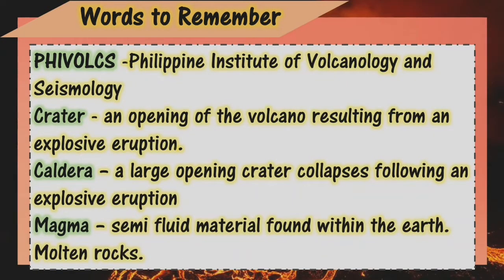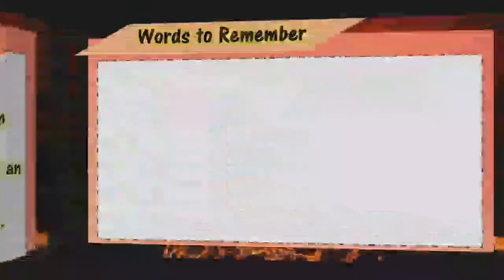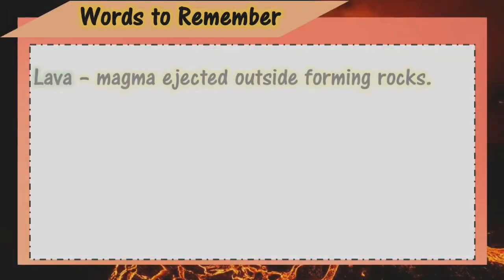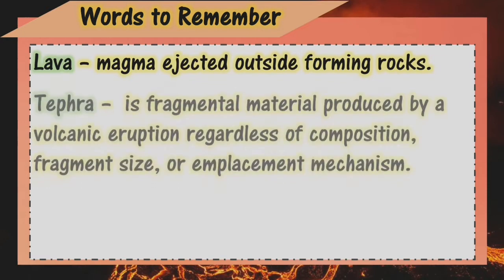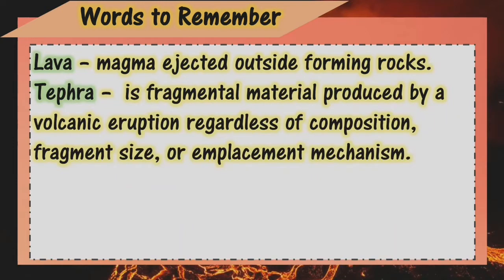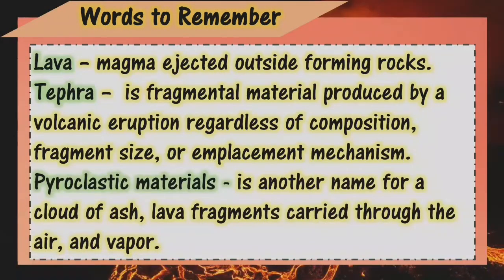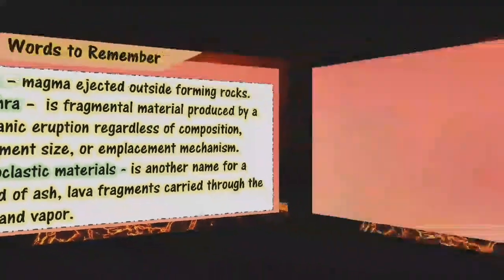Magma, a semi-fluid material found within the earth, also known as molten rocks. Lava, magma ejected outside forming rocks. Tephra is a fragmental material produced by a volcanic eruption regardless of composition, fragment size, or emplacement mechanism. And lastly, pyroclastic materials. It is another name for cloud ash, lava fragments carried through the air, and vapor.